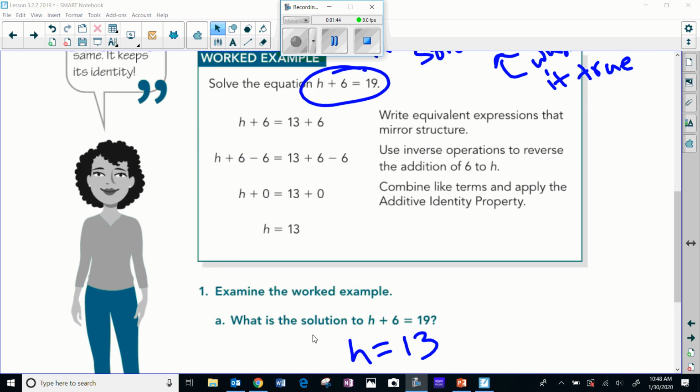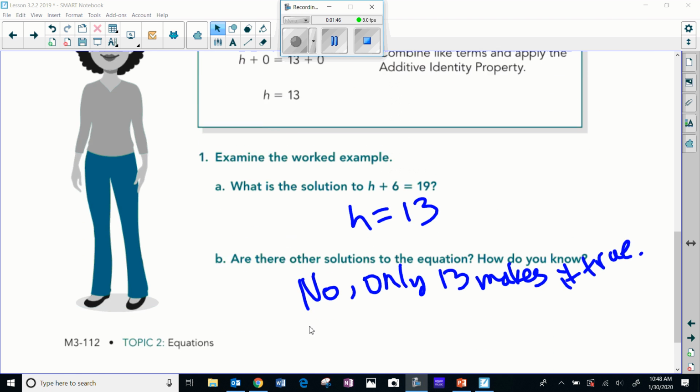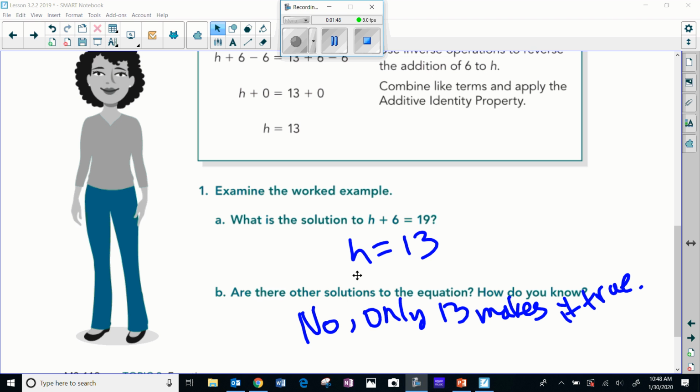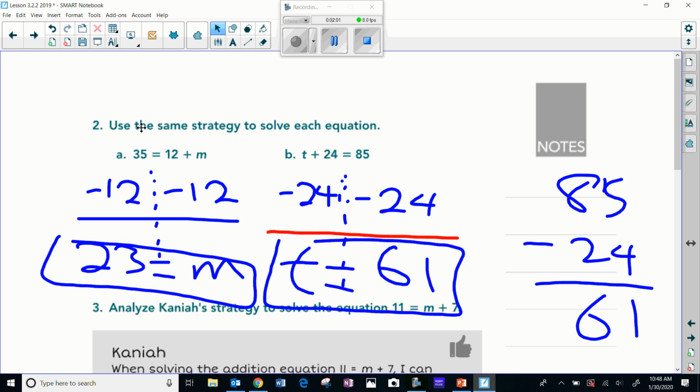Let me show you another way to write this out. Actually, that's going to be on the next page. So our solution is h equals 13. Are there any other solutions? No, because only 13 makes it true. Again, reinforcing this idea that a solution makes the statement true. All right, now use the same strategy to solve each equation.